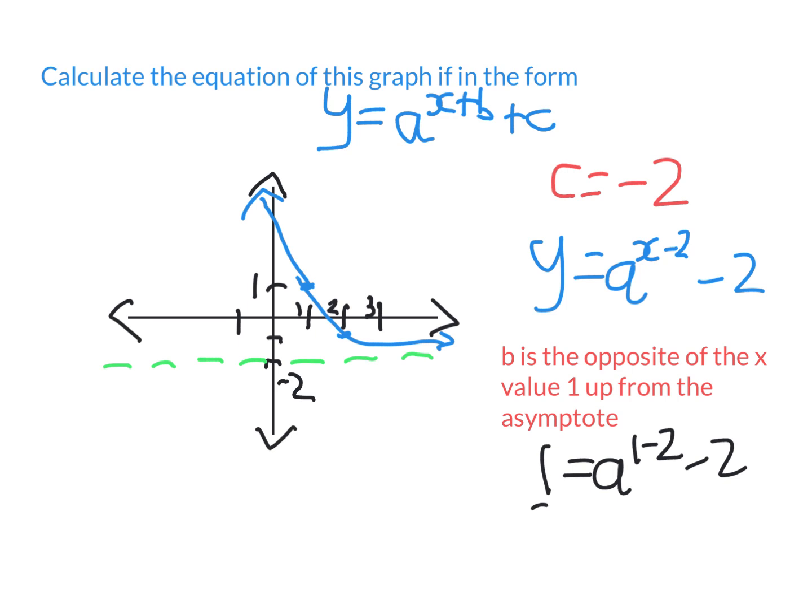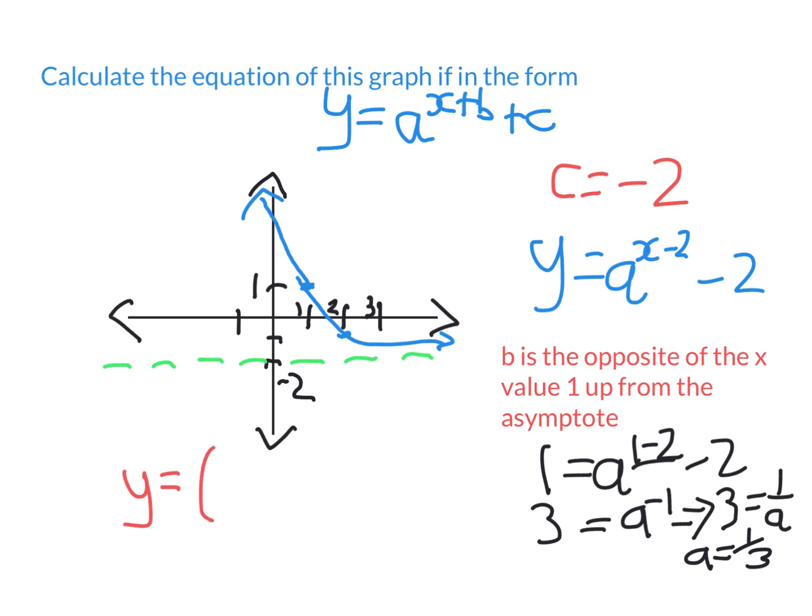So let's add 2 to both sides. Now, of course, 1 minus 2 is just -1. So a to the power of -1 is 3. But we know from index laws that means that a to the power of -1 is 1 over a. So 1 over a is 3, a will be a third. And we would expect that a would be a fraction because it's going downwards, it's a decreasing function rather than one of those increasing ones. So all that's left to do now is write the equation of the line. It will be y equals a to the power of x plus b plus c.